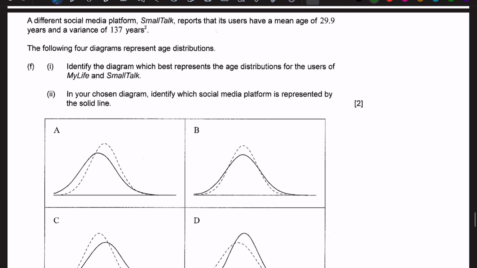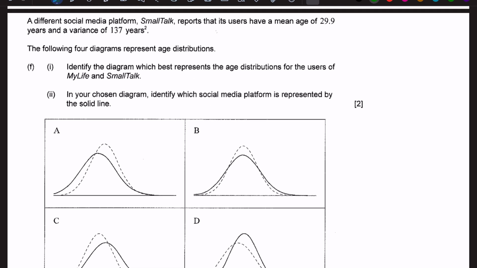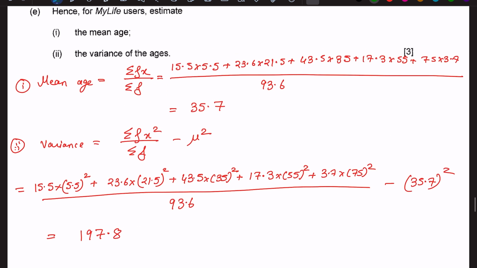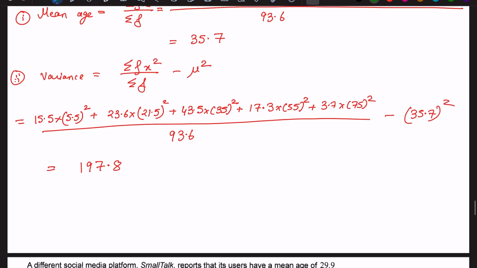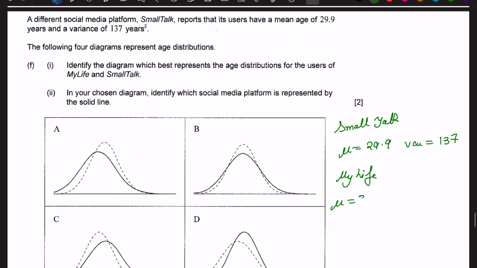Now for the next part, we have another social media platform called Smalltalk, which reports that its users have a mean age of 29.9 and a variance of 137. So for Smalltalk, mu is 29.9, variance is 137. And for MyLife, mu would be 35.7 and variance is 197.8.